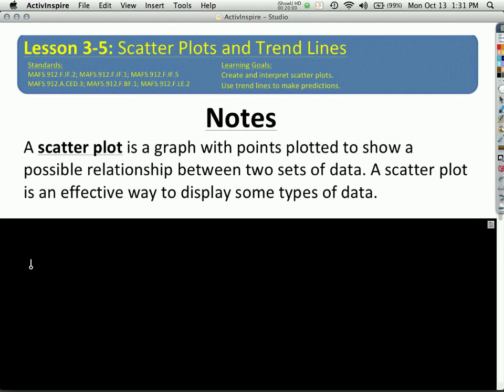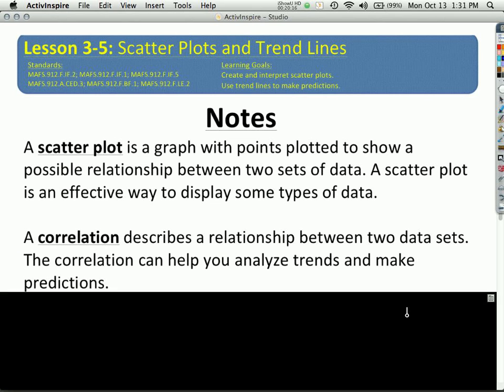For example, is there a relationship between more time studying and better grades? I don't know. Maybe there is, maybe there isn't. We'll talk about that one again. So now we have the idea of scatter plot.